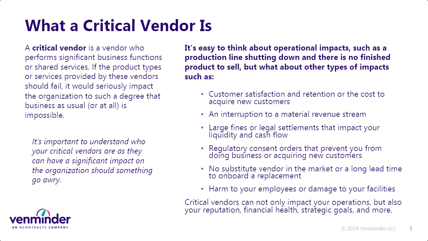So operational impact is usually the first thing that comes to mind when we talk about criticality, but it's also important to think about some other types of impacts that can happen because of that vendor failure. For example, a vendor failure can have a significant impact on customer satisfaction and retention. There might also be high costs involved to acquire new customers. Other failures by critical vendors could interrupt a material revenue stream or result in large fines or legal settlements.